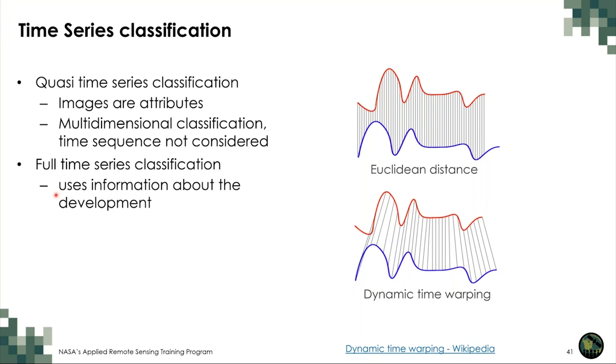In that case, we are classifying with this stack of images, but the time sequence is not really considered. The classification is being performed on a time signature of event, like the multispectral classification is being performed on spectral signature of the event. However, more important is to do the full time series classification, where we take into account the time development of different features.